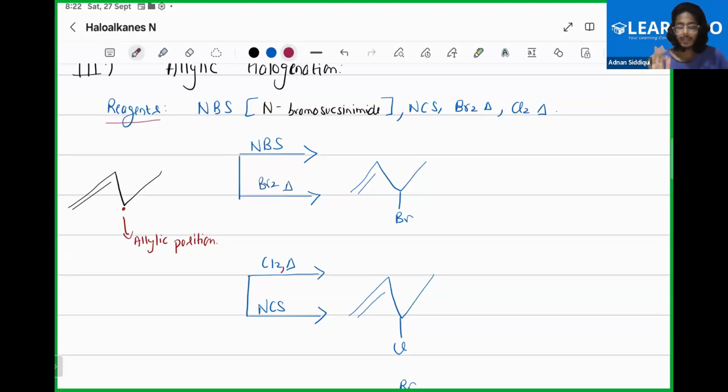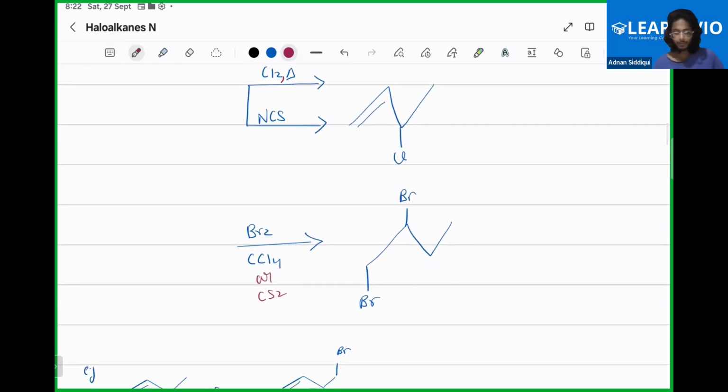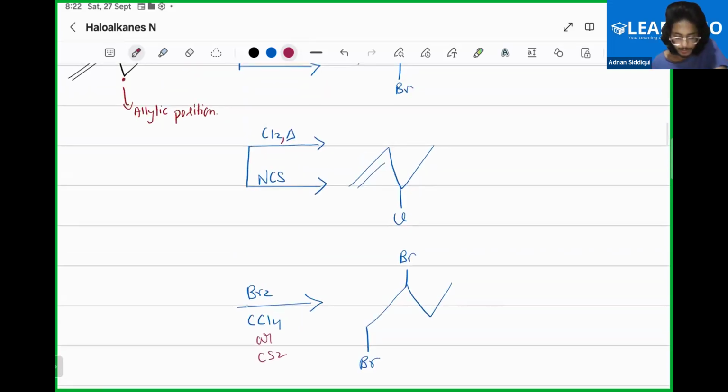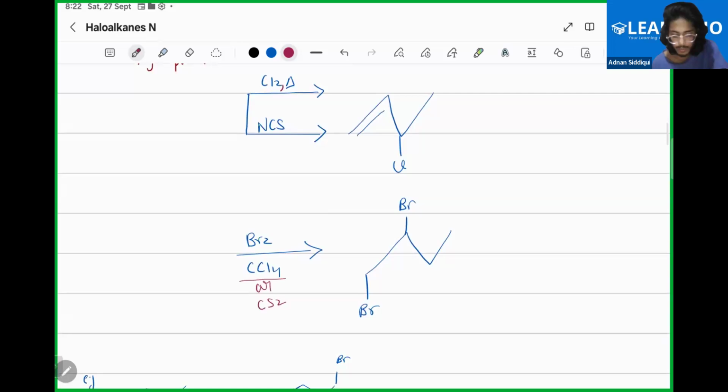Now, a very important reaction that I'm going to teach you. If you are using Br2, but now instead of heating it, you have taken a non-polar solvent like CCl4 or CS2. Why are they non-polar? If I draw the structure of CCl4, are we going to get a dipole moment here? No, the dipole moment is going to be 0.